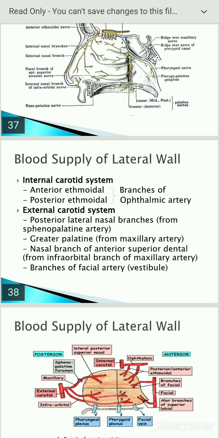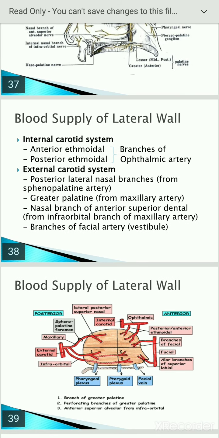The external carotid system also supplies the lateral nasal wall. Posterior lateral nasal branches are from the sphenopalatine artery. The maxillary artery gives a branch known as the greater palatine artery, and the nasal branch of the anterior superior dental artery. It is from the infraorbital branch of the maxillary artery, and branches of the facial artery supply the vestibule.